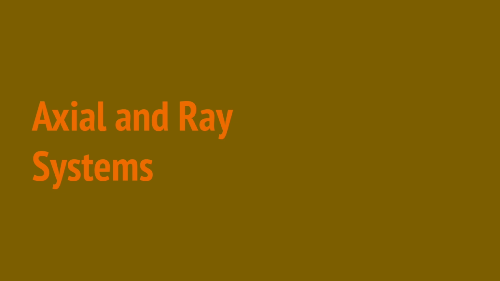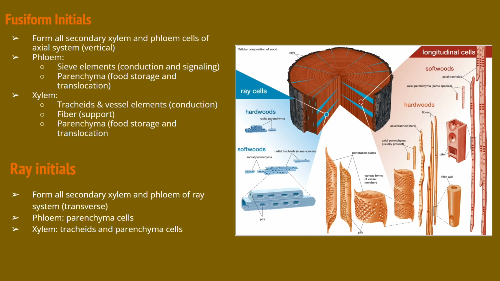Next, we will be talking about axial and ray systems. So, the fusiform initials of the vascular cambium make all the secondary xylem and phloem cells of the axial system, which runs up and down the plant. Axial secondary phloem cells can take the form of sieve elements for conduction and signaling, sclerenchyma cells like fibers and sclereids for support, and parenchyma for food storage and translocation.